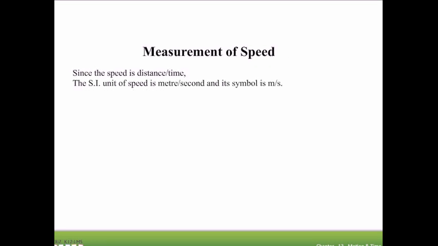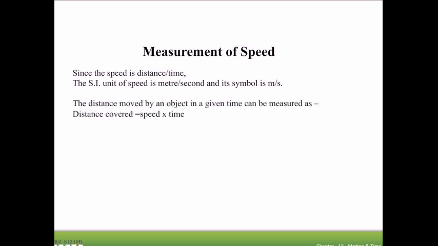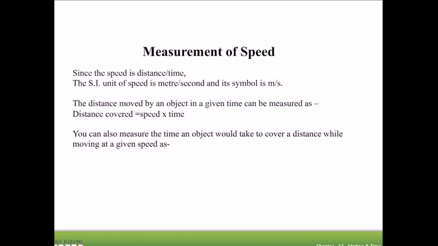Since the speed is distance divided by time, the SI unit of speed is meter per second and its symbol is m/s. The distance moved by an object in a given time can be measured as distance covered is equal to speed into time. You can also measure the time an object would take to cover a distance while moving at a given speed, as time taken is equal to distance divided by speed.